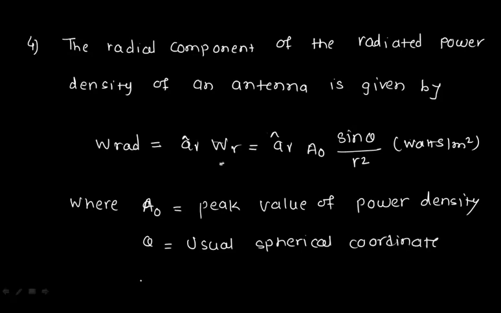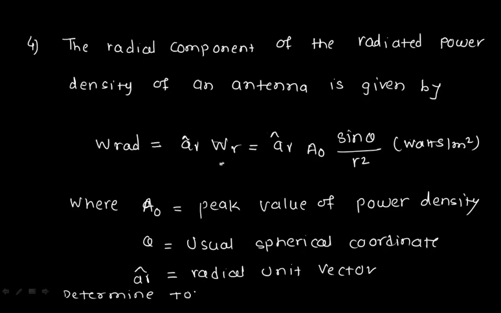Last one is nothing but the A_R. Now here, if you see, we have already dealt with this. This is the radial unit vector. What we need to calculate for this one? Determine the total radiated power. What is given in this particular solution? You are provided with the radiated power density and you need to calculate the radiated power.